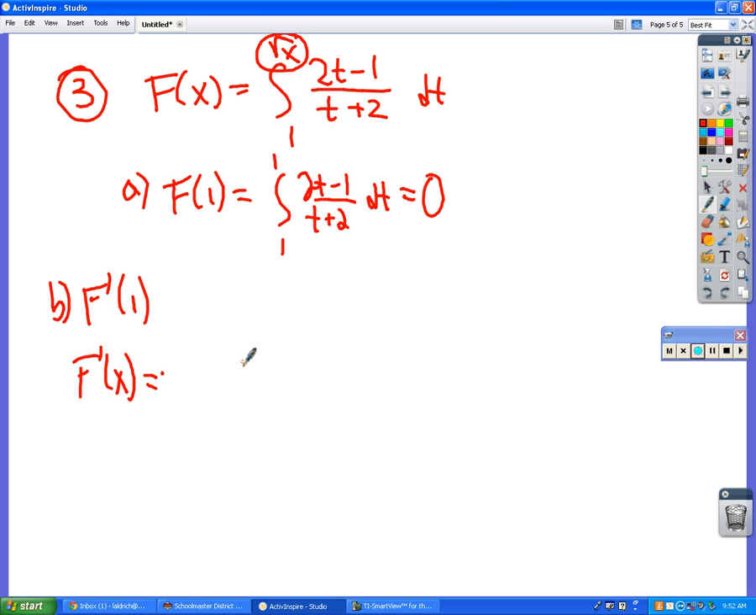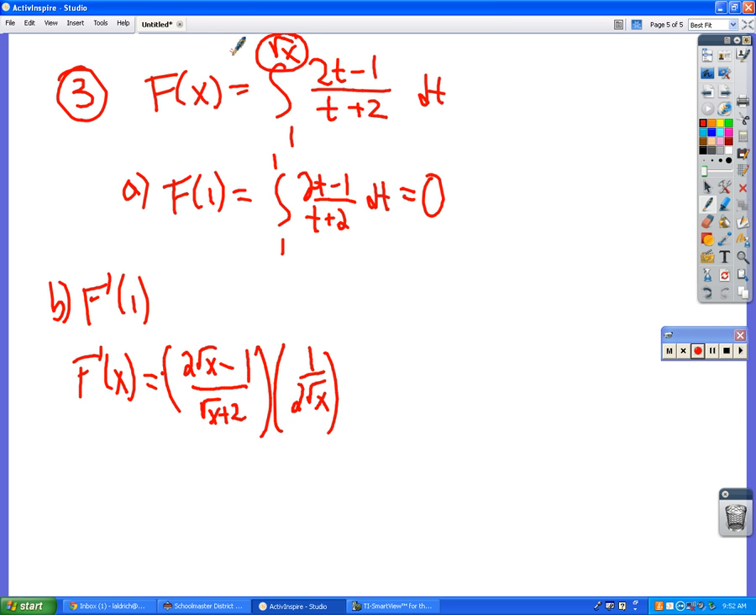Okay, yes, so what Tyson said is right. When we were taking the antiderivative of this, you would plug in the root x into the things. So this becomes 2 root x minus 1 over root x plus 2, and then times 1 over 2 root x, because that's the derivative of that. You good now? Yeah, okay.